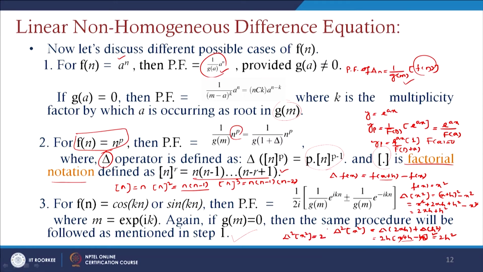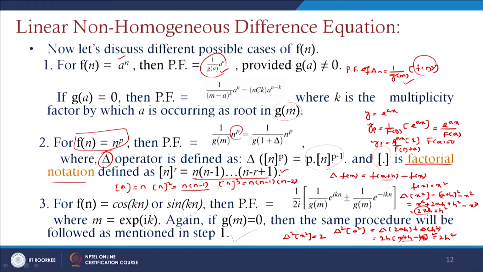Similarly, like a derivative, in the same way we can use this del operator for the function n to the power p, and we can write it as p n to the power p minus 1. We have seen that if the del operator is used for x square with step size h equal to 1, it can be written as 2x plus 1, and the first term is nothing but 2x. That is why this difference operator, when operated here, can be written as p n to the power p minus 1.